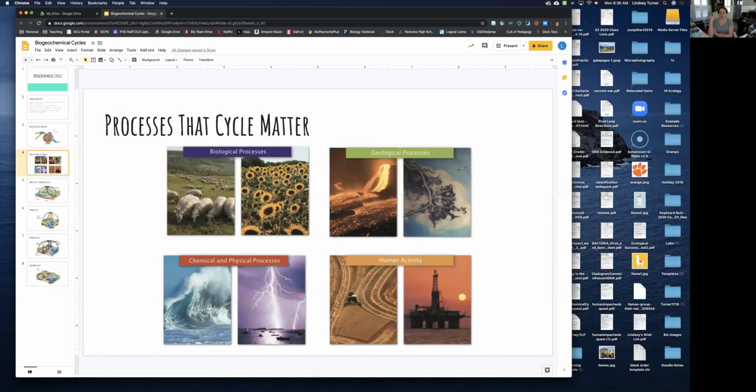Okay? There are 4 processes that are going to help cycle matter. We're going to look at biological processes, geological, chemical, physical, and human activity. And these colors that you see on the screen, blue, green, red, and orange, okay, those are what we're going to use to identify those particular processes in these different cycles.